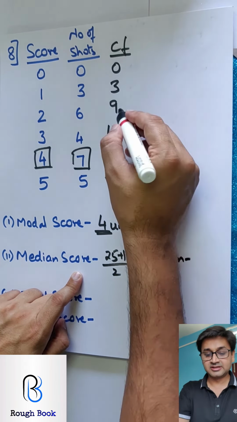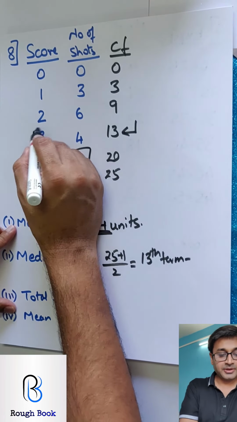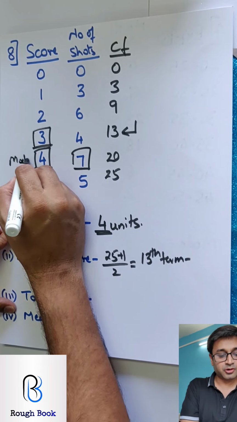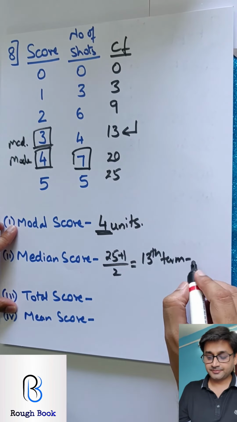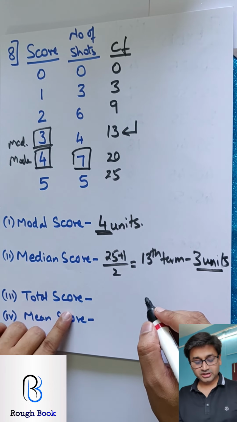You remember we did this. So the 13th term is lying right over here. So your answer for median should be 3. So this is mode and this is median. So 3 units.